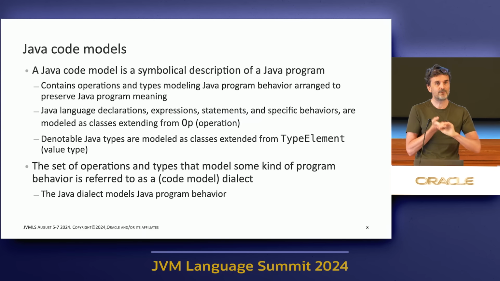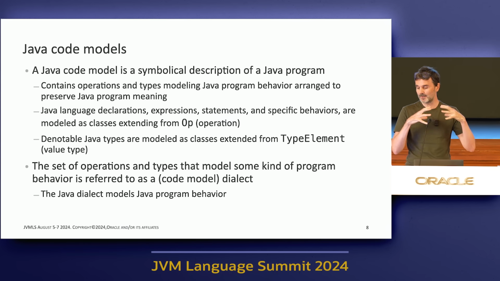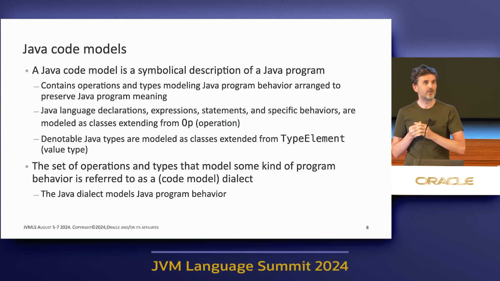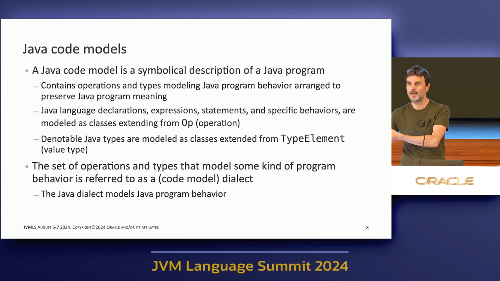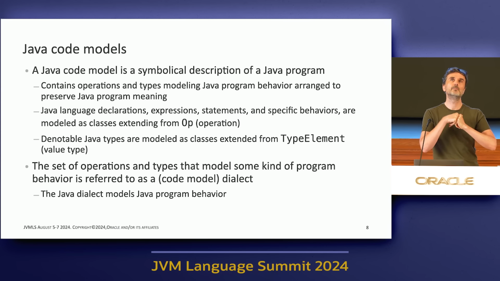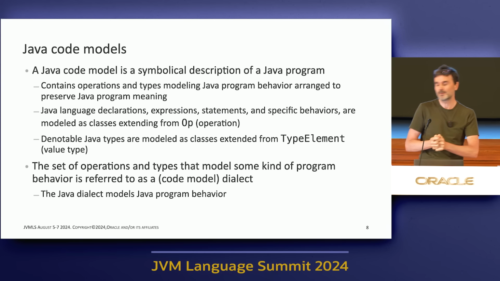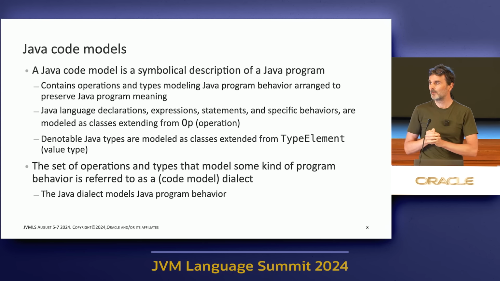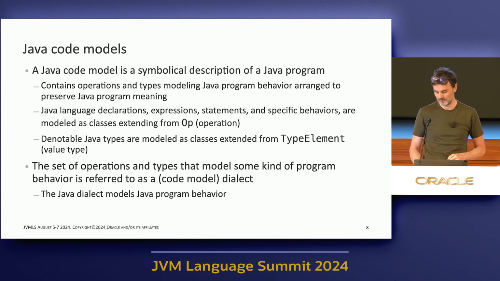We call the set of operations and types that model some kind of program behavior a dialect, and that's copied from MLIR. You see in MLIR, there are types and operations grouped together to get a dialect, like a GPU dialect or a SIMD dialect or something like that. And so we can say that a Java dialect models Java program behavior.